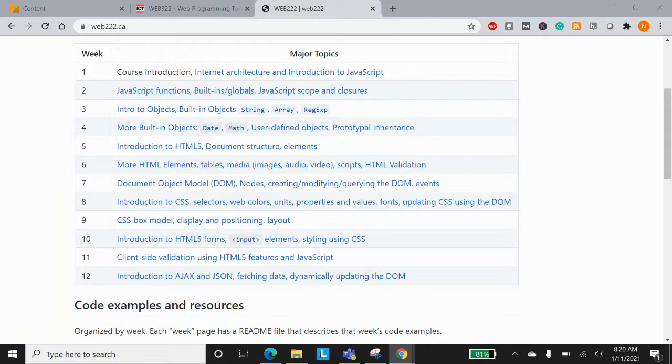Again, as I said, I'm expecting that you have completed JavaScript functions, globals, JavaScript scope and closures, and that you are familiar with all those things in general. Then you were introduced to objects and built-in objects, strings and regular expressions that you have used for your different purposes, and the built-in objects that you have used.